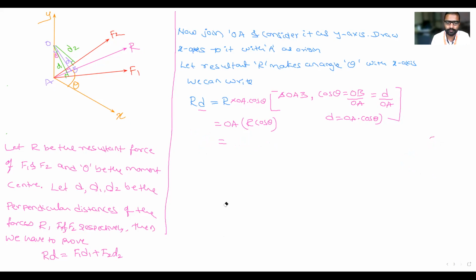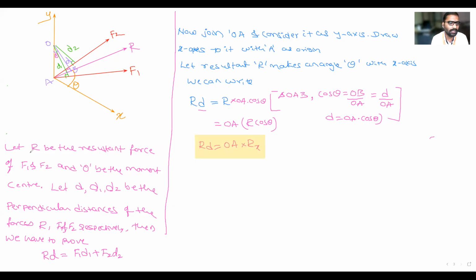So this is R into D is equal to OA cos theta. OA, I will write OA as it is. This is equal to Rx. I will write it as R into X because it is along the x-axis. Okay, so this is along the x-axis. Whatever I have written, I have drawn in this figure. The same thing I have written in the description.